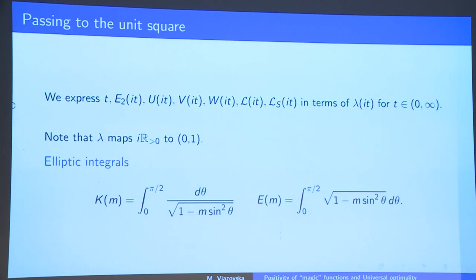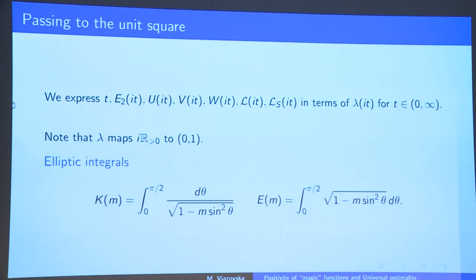Now somehow what we are going to do, because our functions which we are interested in are all defined on a product of two real half lines. But this is the product of two half lines, a non-compact set, and so doing numerics on it might not be very convenient. And so what we have done, we have decided, instead of defining the function on a product of two half lines, to consider a function on a unit square. And so for this, we will need to make a change of variables.